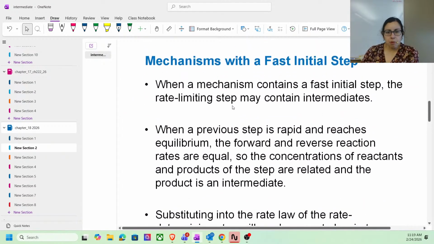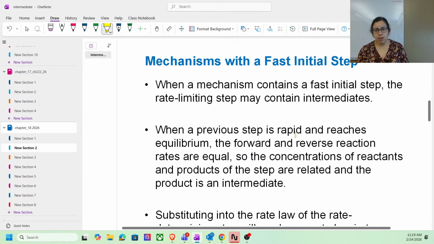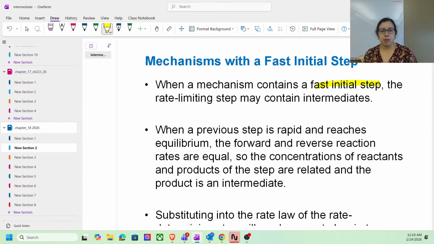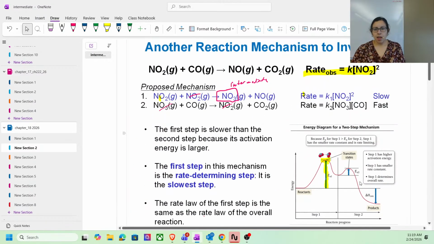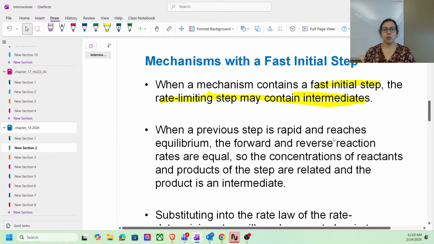And so now let's look at what happens when we have a fast initial step and then our rate limiting step contains intermediates. So that's really the tricky part of this chapter, that we want our rate law to reflect our reaction. And so we'll have to do a little bit of substitution to rewrite this.